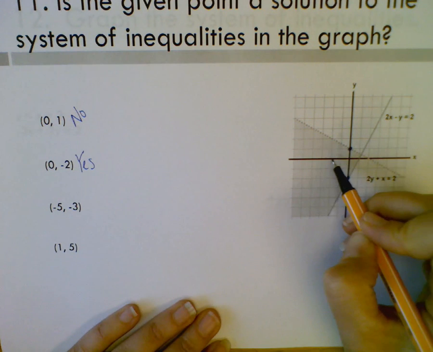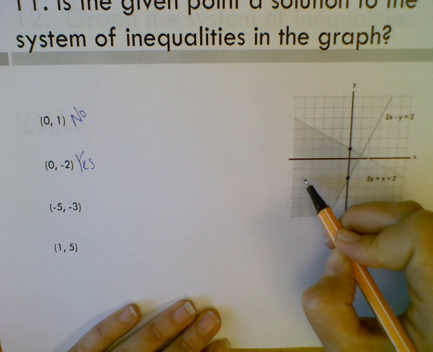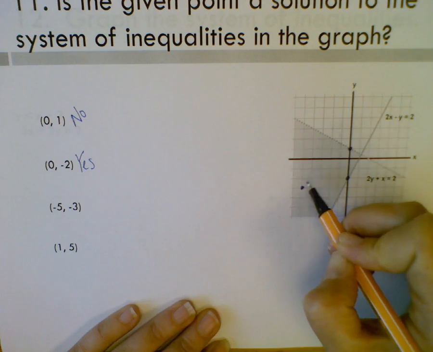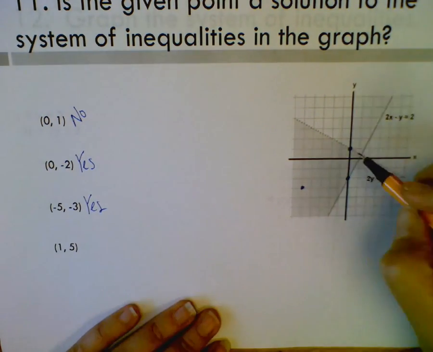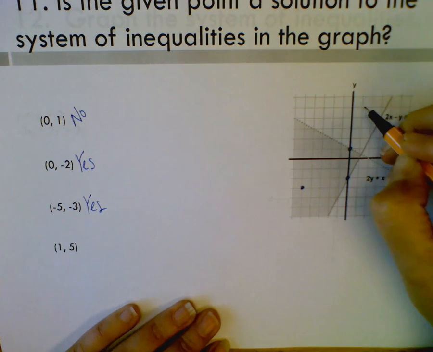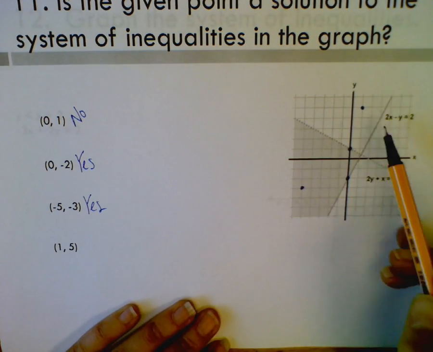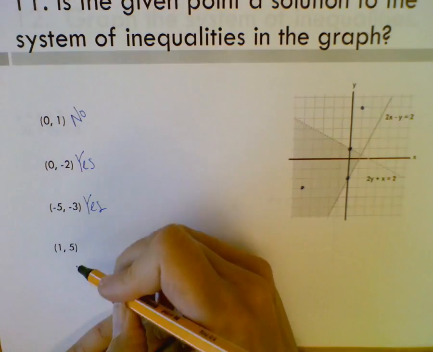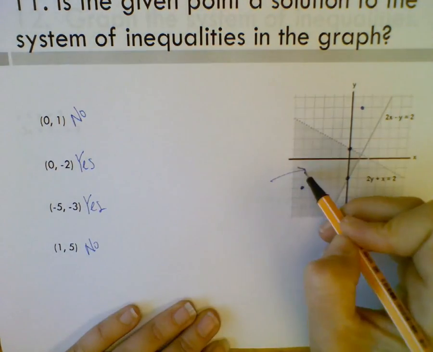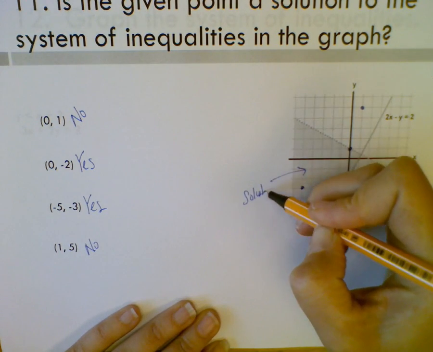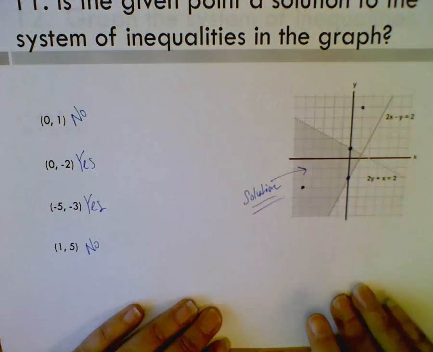Negative 5, 1, 2, 3, 4, 5, negative 3, 1, 2, 3 is right here. Okay? That's definitely in that region, so yes, that is a solution. And then 1, 1, 2, 3, 4, 5. That is not, that's only in the region for one, not the other. So no, that is not a solution. Remember, the double shaded region is your solution area.